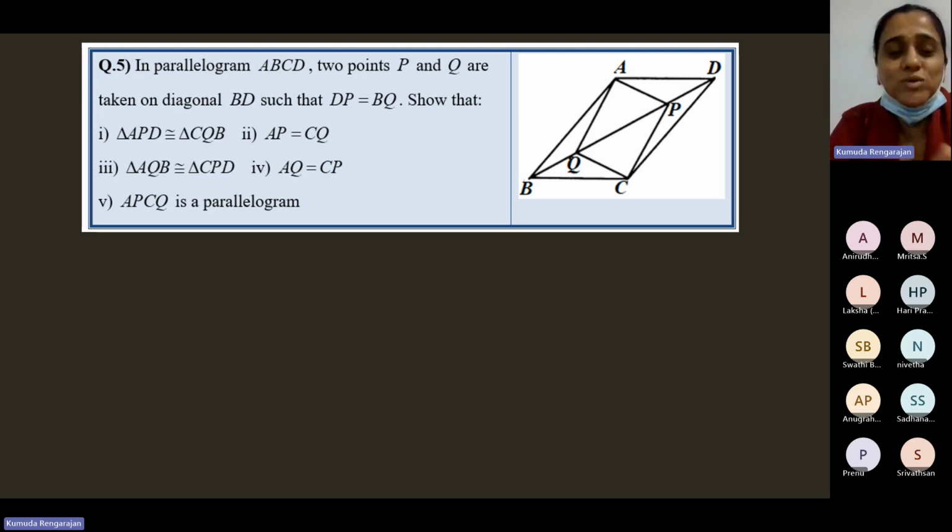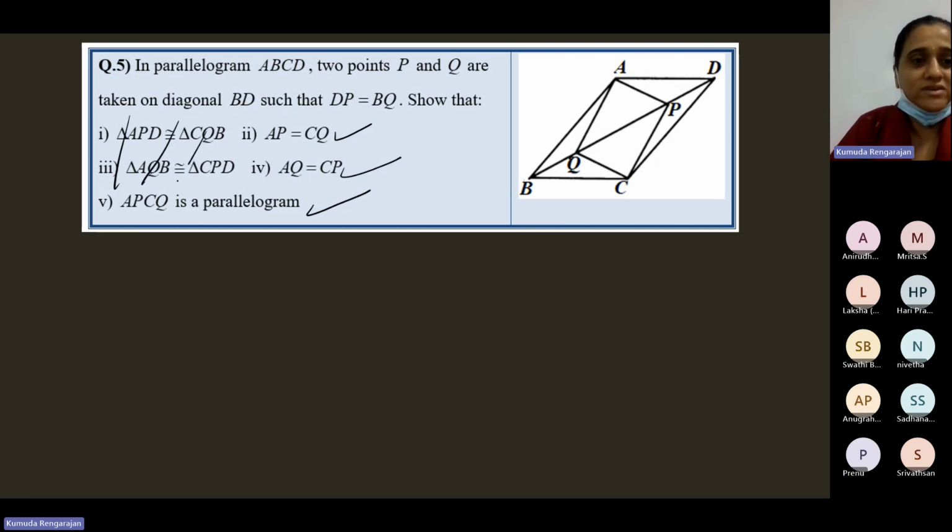I'm not guiding you to use this method, so don't do that. What if they directly ask you to show that AP is equal to CQ, AQ is equal to CP, and then show that this is a parallelogram? You don't have these at all. Then what will we do?